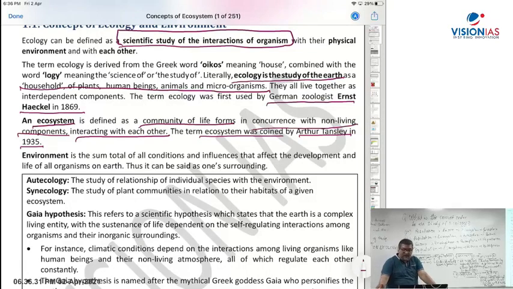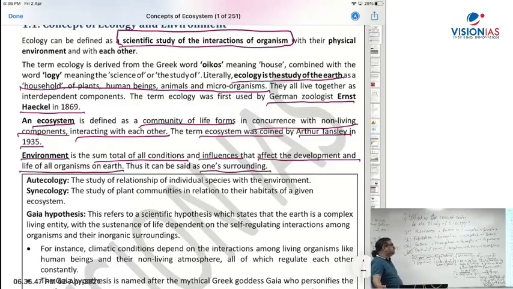Then you can see environment. What is environment? Environment is the sum total of all conditions and influences that affect the development and life of all organisms on earth. That is what's called one's surrounding. That is what the environment is.